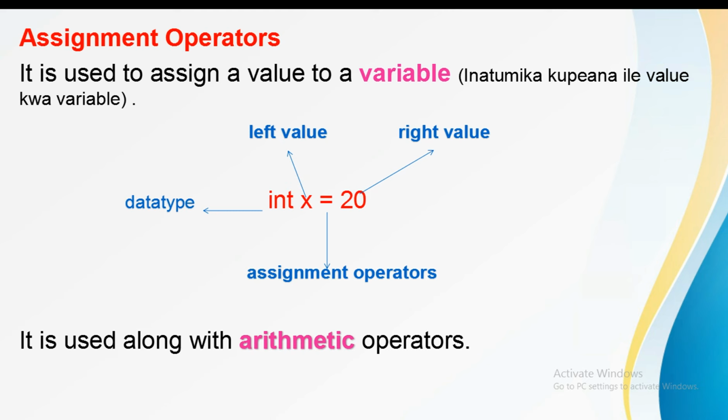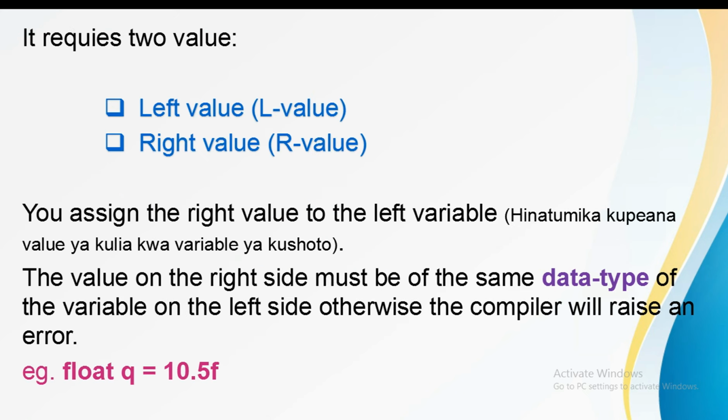operators. Assignment operators zinafanyanga kazi pamoja na arithmetic operators. Tulisema arithmetic operators ni kama addition, subtraction, multiplication. Hizo ndio zinaitwa arithmetic operators. Tumeshazisoma. Make sure umeenda kwa hiyo video ambayo tulisoma upate kujua mengi about arithmetic operators ndio tuweze kuenda pamoja katika hii masomo yetu. Sasa tumesema kuna left value na right value. You assign the right value to the left variable. Sasa kuna left variable na kuna right value.